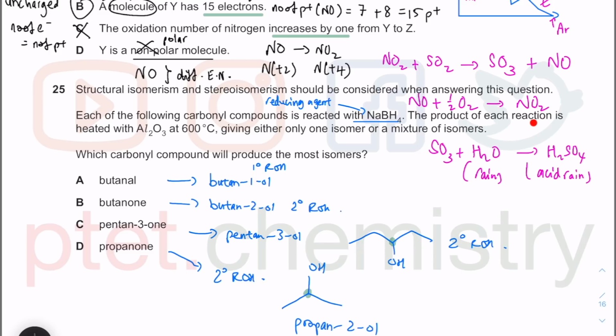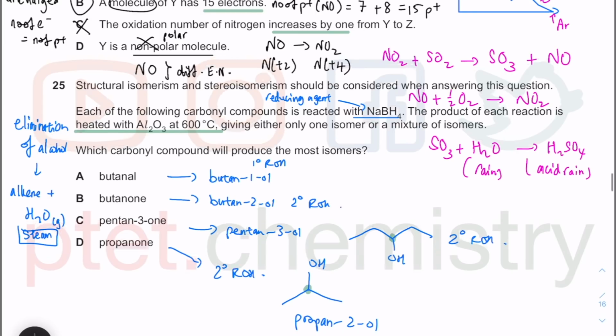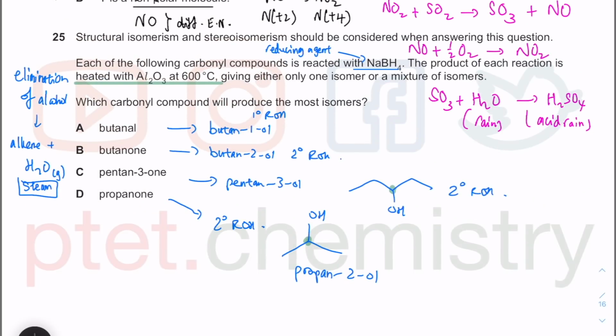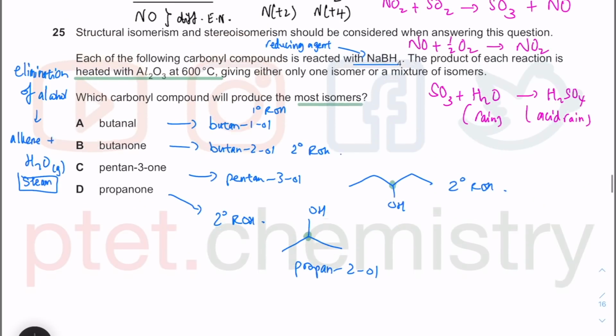The product of each reaction is heated with Al2O3. So this thing here is elimination. You are trying to do elimination of alcohol, and elimination of alcohol will produce an alkene, and it will kick out the H2O, which will come out as steam. Because you're at 600 degrees Celsius, you don't produce water, you will produce steam. Okay, so be very careful there. Anyway, you want to produce the isomers.